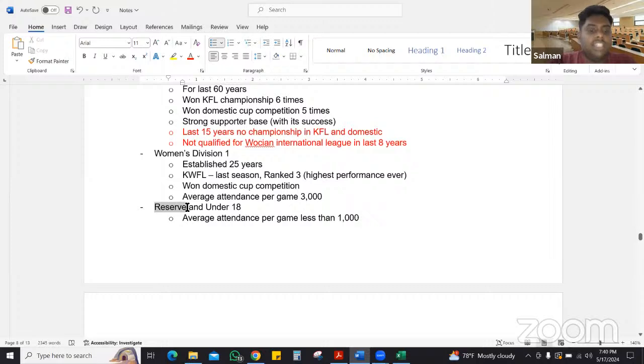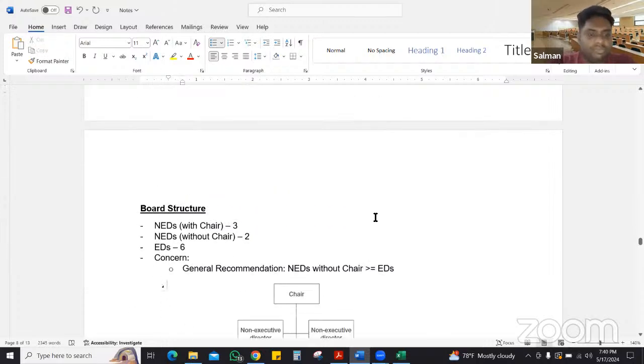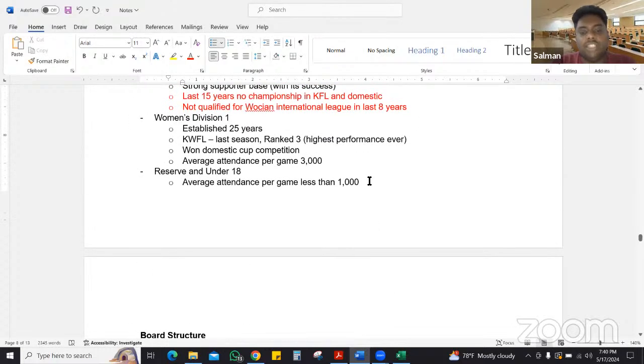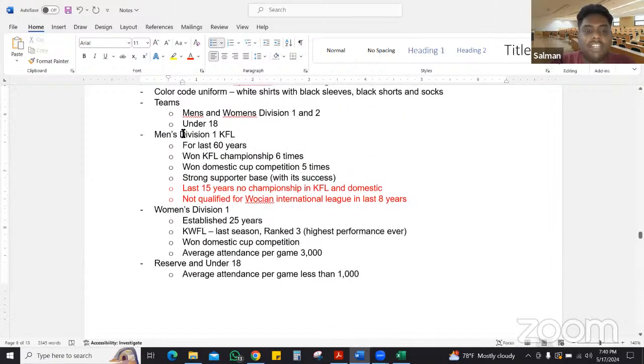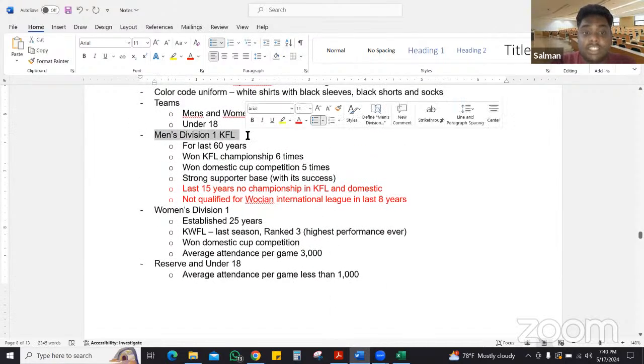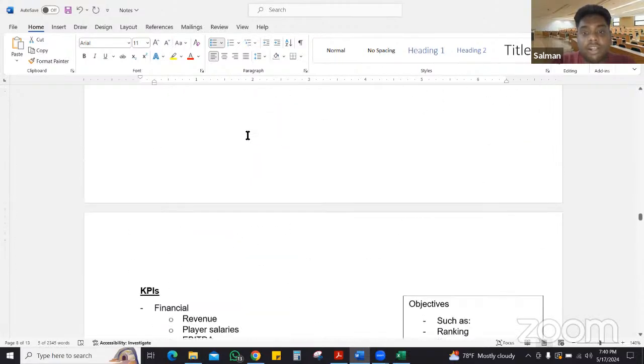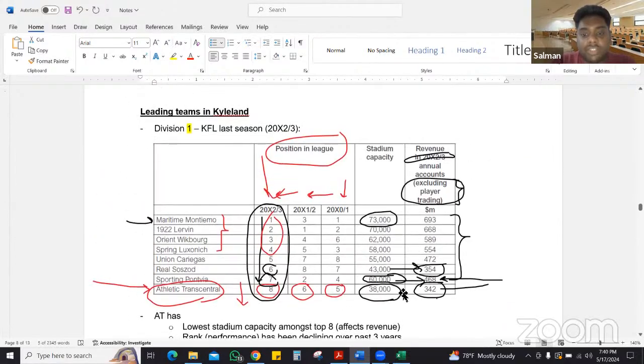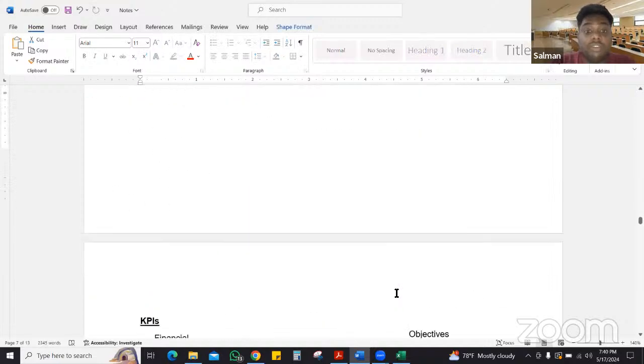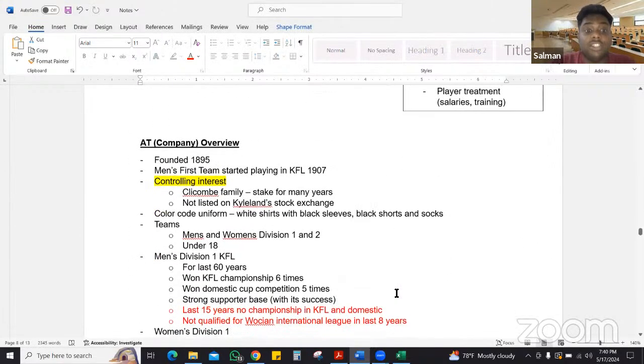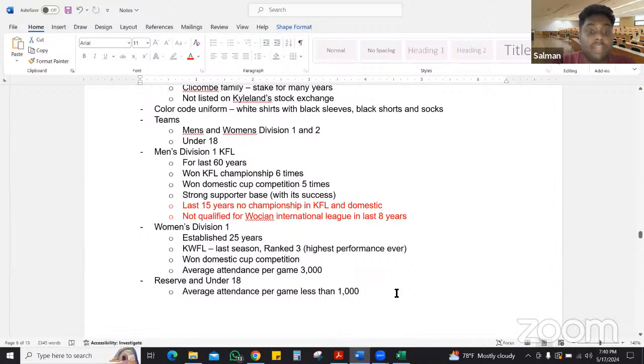Reserve teams, second team, as well as under 18 teams, average attendance is less than 1,000. It's not popular. We can't comment about this without knowing the data of the other clubs' attendance. Because see, reserve team, under 18 team, women team are not the main teams. But if they give us the men's Division 1 attendance, we can compare with the club stadium capacity, which is 38,000, and then observe our attendance utilization. How many fans are buying tickets?